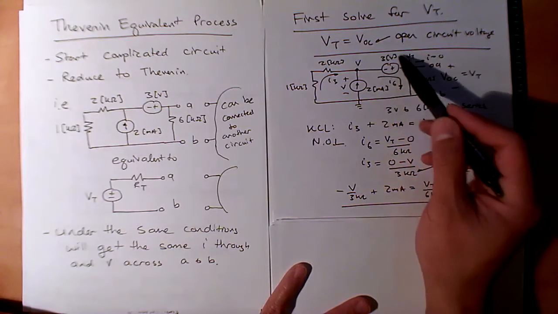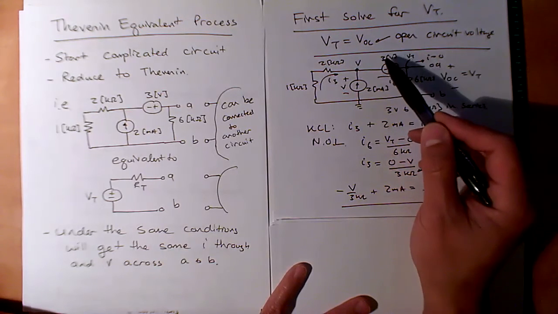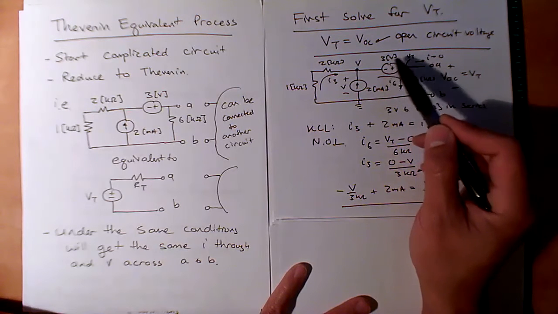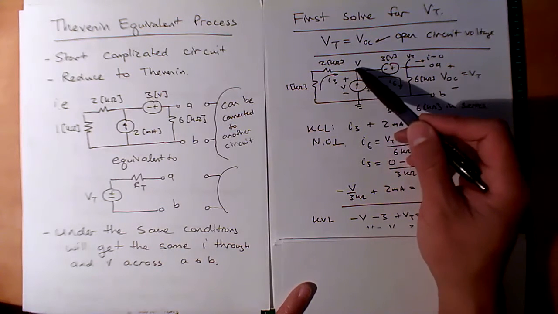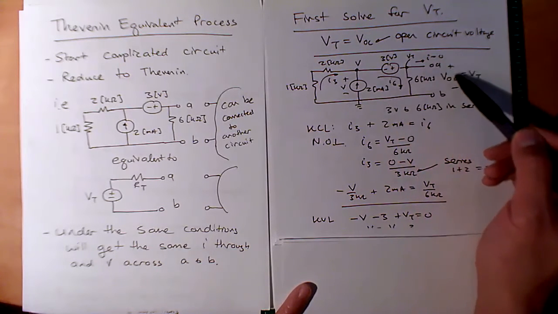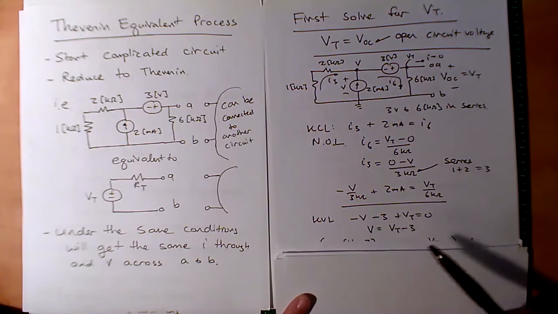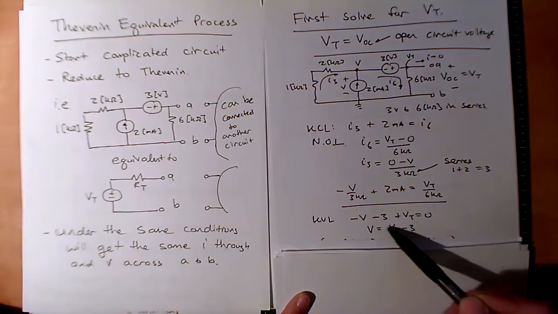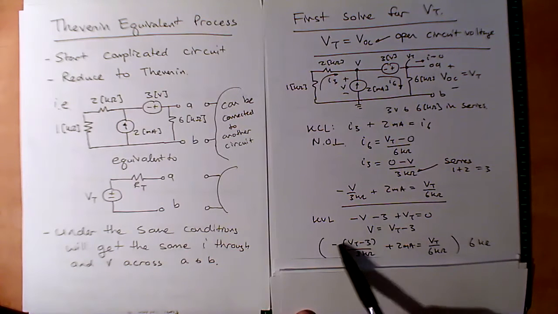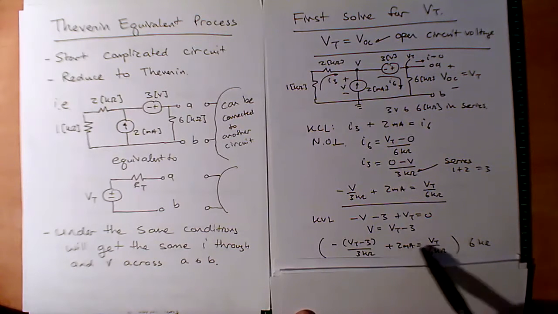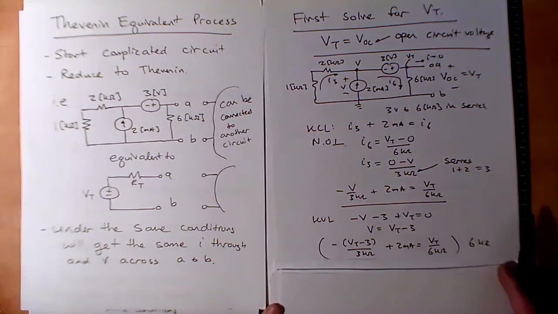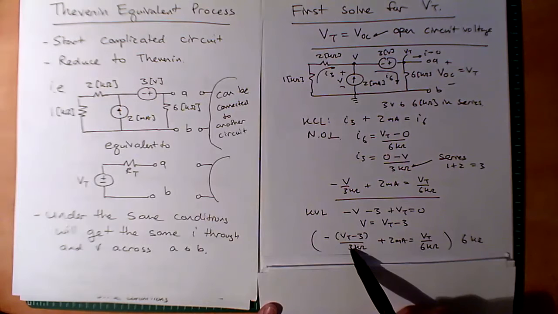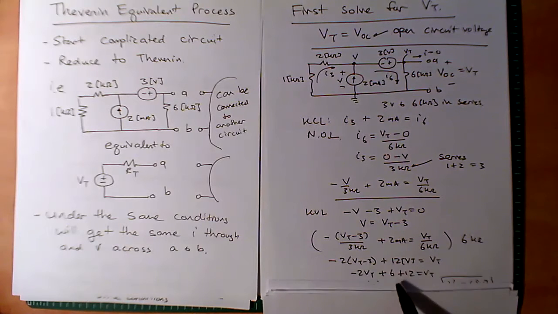And if you see it, it's actually a difference of 3 volts. By KVL, 3 volts equals VT minus V. Or I can go around the loop: minus V minus 3 plus VT equals 0. It would be the same thing. So V equals VT minus 3, plug that in. So negative (VT minus 3) over 3 plus 2 milliamps equals VT over 6. Multiply everything by 6 kilo ohms, both sides of the equation. This cancels, this becomes a 2, and I just crunch, crunch, crunch, and I get VT is 6 volts.